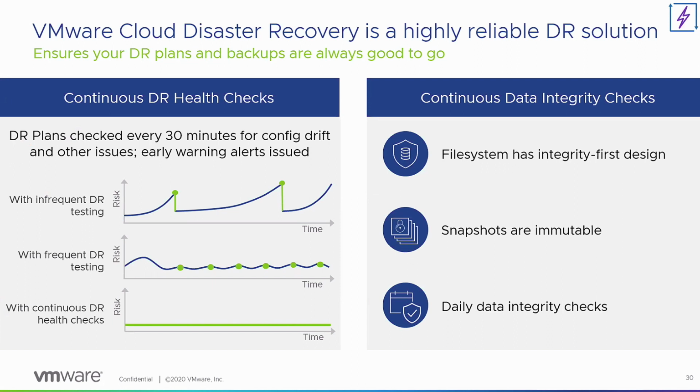Secondly, we talked a lot about data integrity in the previous session, the file system session, but just to summarize, the file system is built from the ground up with an integrity-first design. The snapshots themselves are immutable. They're encrypted at rest and in motion, and daily data integrity checks are part of the solution as well. So we take data integrity very, very seriously. And this goes to the fact that we think a fourth and key pillar of a good DR solution is offering high reliability, both in terms of your DR plan configuration, but also in terms of the veracity and integrity of your backups.